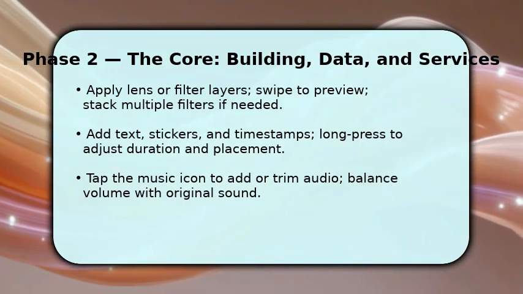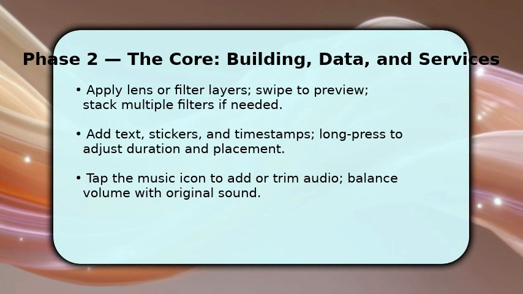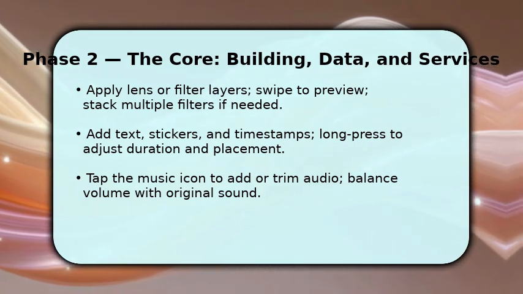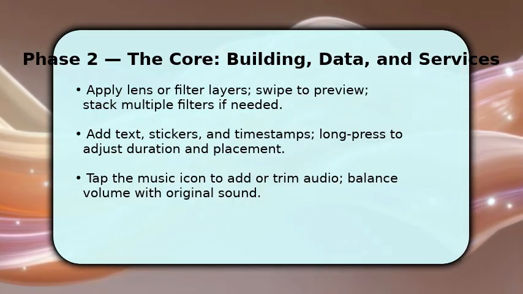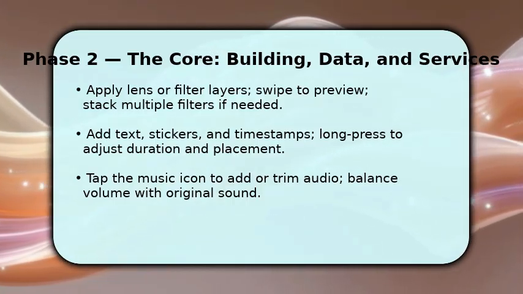First, swipe through lenses and filters. Layering can change mood, so preview each combination. Next, add text and stickers: tap, type, then long press to set how long they appear. This timing keeps visuals readable.